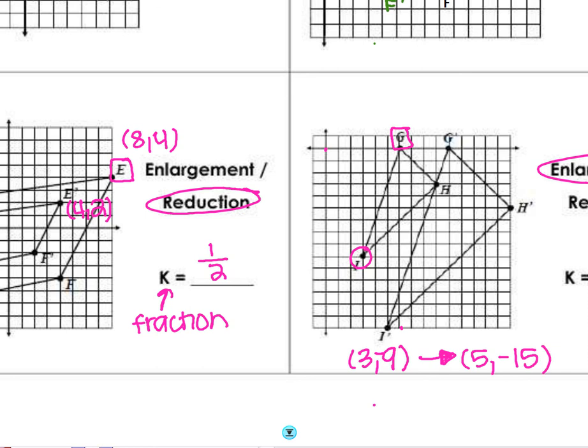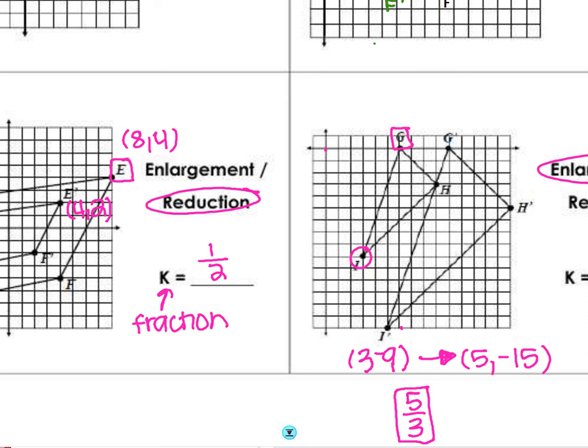So what you do when you have one that you don't really know how to get from one to the other is you can write them as a fraction. So what we'll do is talk about the fact that we go from 3 to 5. So if we want it to get bigger, we're going to write it like this. 5 over 3. That is our scale factor. K is 5 over 3.